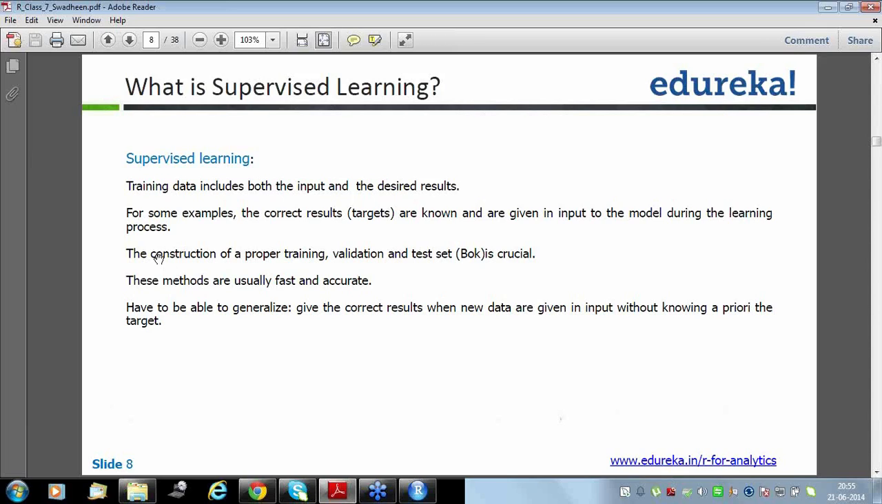The construction of proper training, validation and test sets is crucial. These methods are usually fast and accurate. They have to be able to generalize, giving the correct result when new data are given as input without knowing the target a priori. Now, as it is written, supervised methods are usually fast and accurate. Then why do we use unsupervised methods?